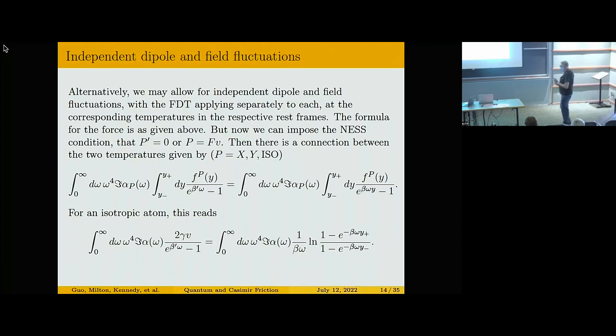But then impose the NESS condition, the condition that the energy of the particle doesn't change. Then you have a relation. You're requiring P prime equals zero or P equals FV. Then you get a relation between beta prime and beta, which is given by this. And for an isotropic atom, it's given by a little bit more explicit formula because you can then do these integrals. You can do the integrals in general, but they're complicated looking things. This is a simple looking thing, relatively so.